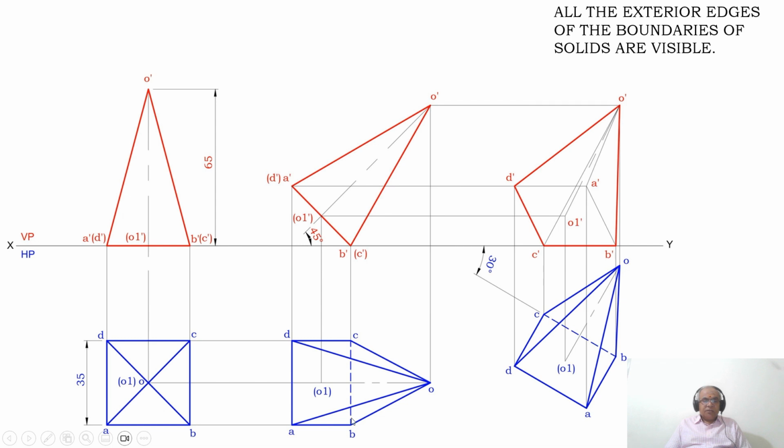What is the true length of BC? The true length of BC is 35 mm. Here also BC is 35 mm. Here also BC is 35 mm. Therefore, they are in true length.